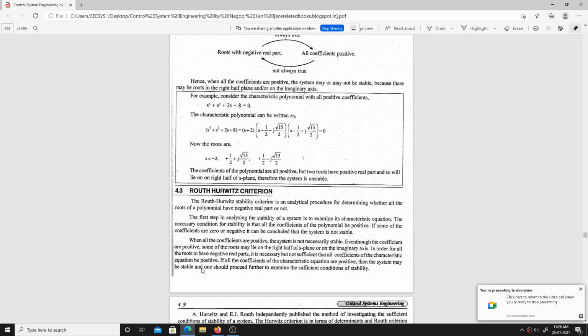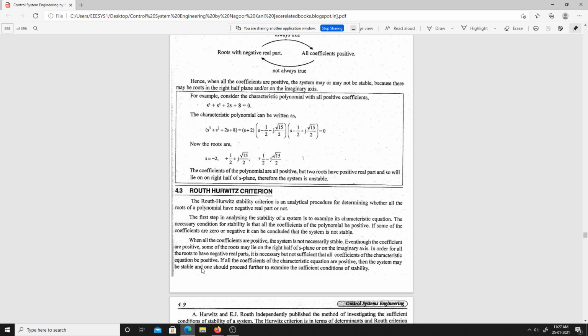So first of all, what is the first step to find out the location of poles by using this RH criterion, or Routh-Hurwitz criterion? We are supposed to examine the characteristic equation. For examining the characteristic equation, the first necessary condition for stability is that the coefficients of that polynomial must be positive.